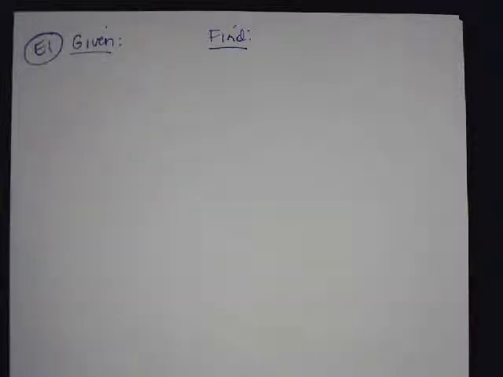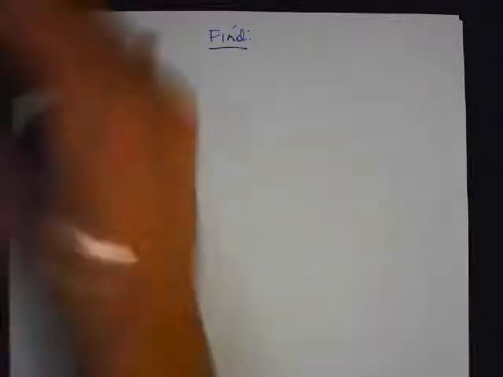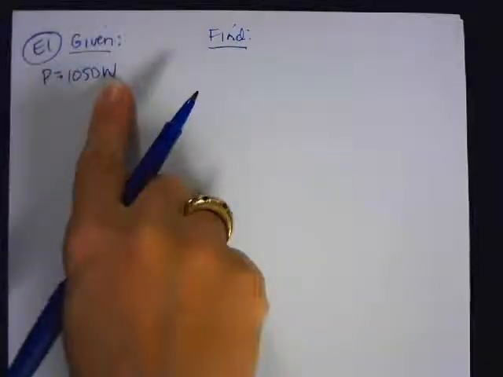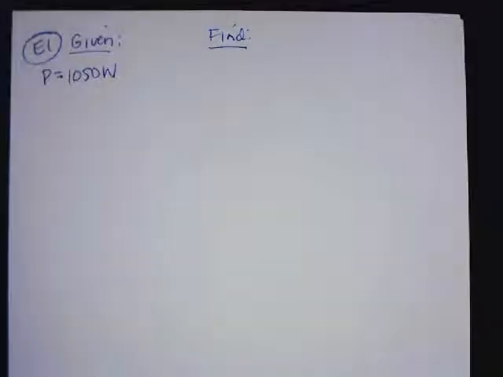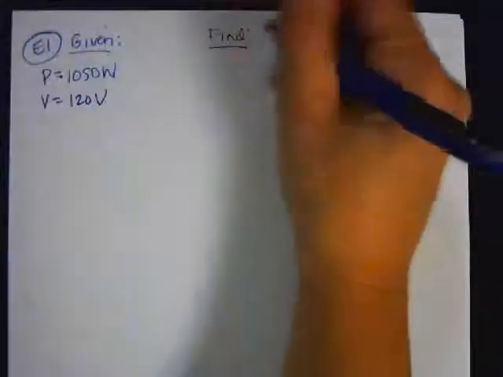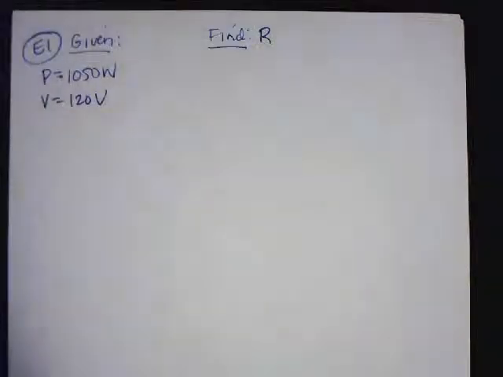So in this one, it says a 1,050 watt electric toaster. So watts is power, so we're given the power. So we need to remember that when they give us something in watts, that's the power. It operates on a household circuit, so that's the voltage. It's 120 volts. What is the resistance? We want to find R of the wire that makes up the heating element of the toaster.